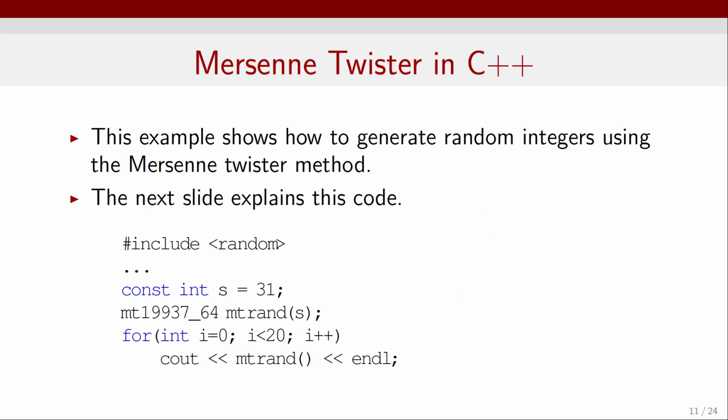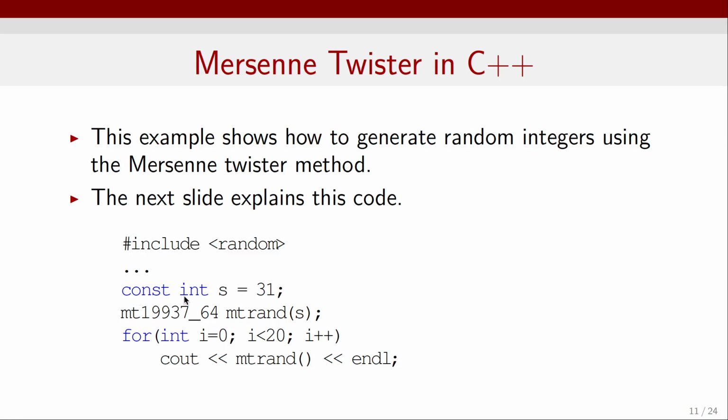So let's look at how to use Mersenne Twister in C++. This example shows how to generate random integers using the Mersenne Twister method. The next slide explains this code. So first of all, we include the library random. Then we have our code for the main function, and then we declare a seed.